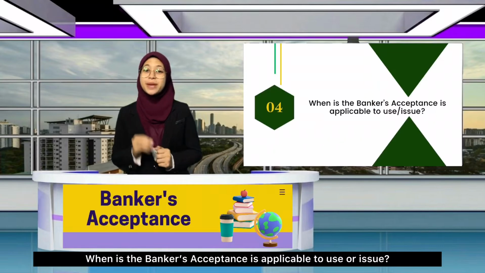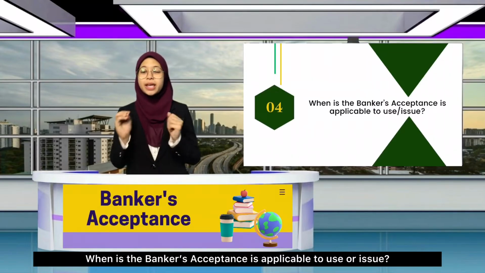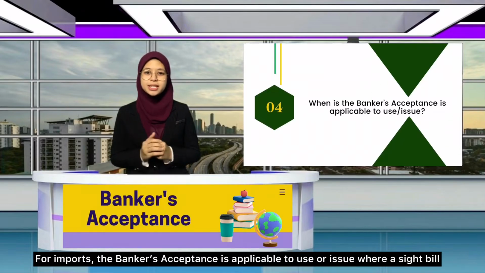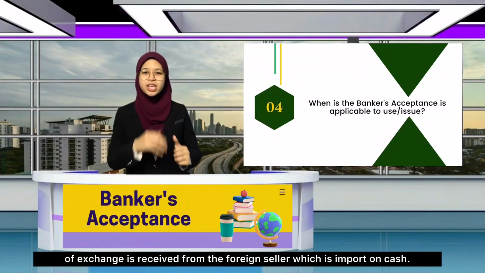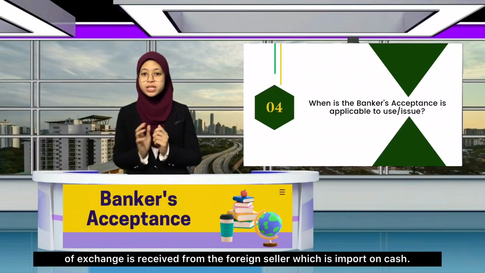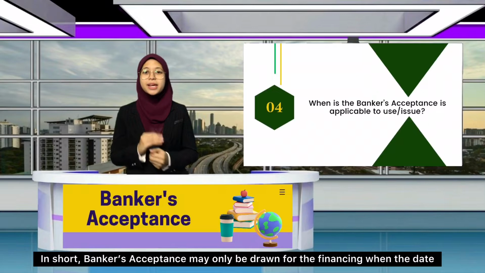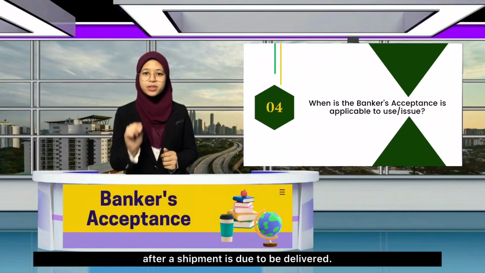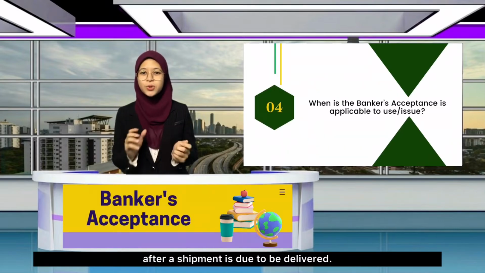When is the banker's acceptance applicable to use or issue? For imports, the banker's acceptance is applicable where a sight bill of exchange is received from the foreign seller, which is import on cash. In short, a banker's acceptance may only be drawn for the financing when the date after a shipment is due to be delivered.